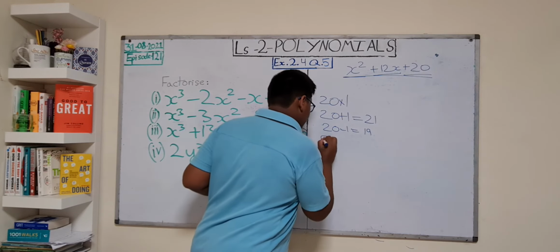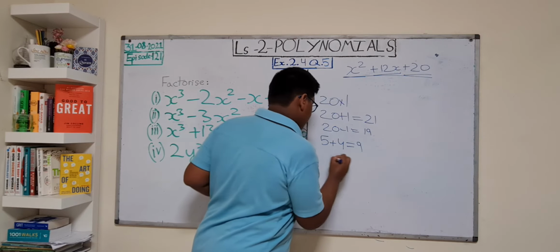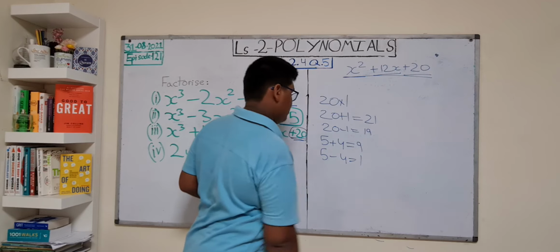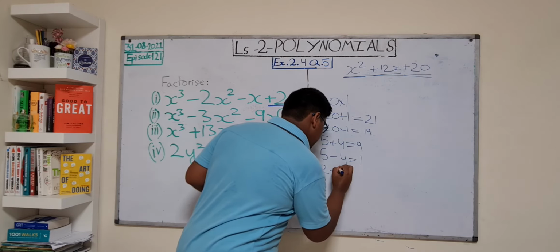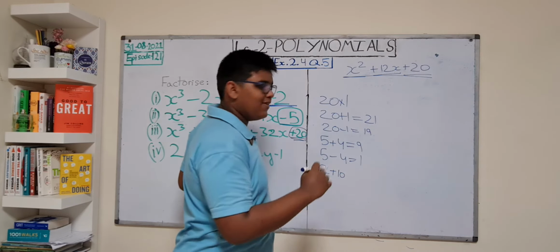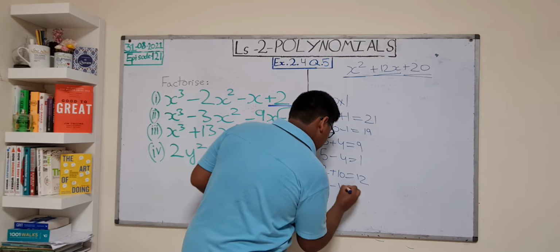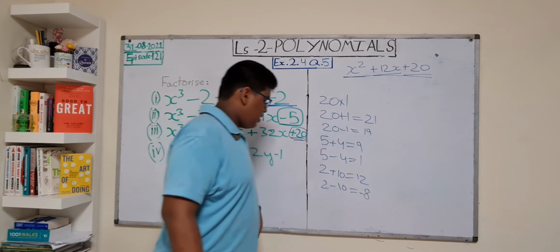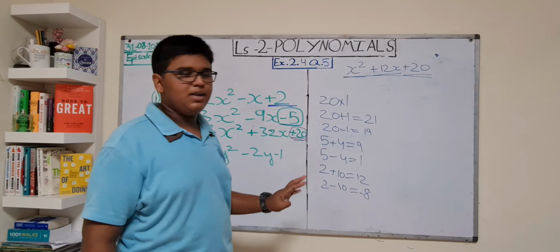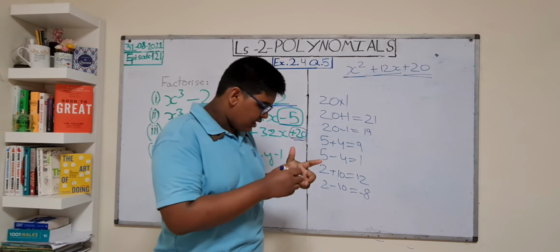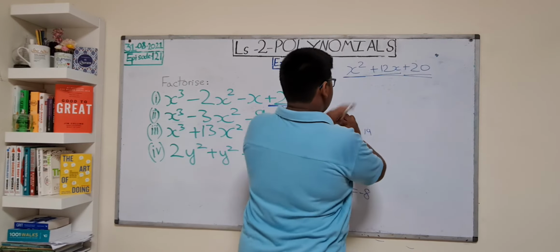So what if we try with 5 into 4? 5 into 4 is also 20. So 5 plus 4 is 9. 5 minus 4 is 1. Here also we are not getting it. Then if we take 2 into 10, 2 into 10 is 20. So 2 plus 10 means we get 12, and 2 minus 10 means we get minus 8. Okay. So if we take 2 plus 10, we are getting 12, right? So let's split the middle term.